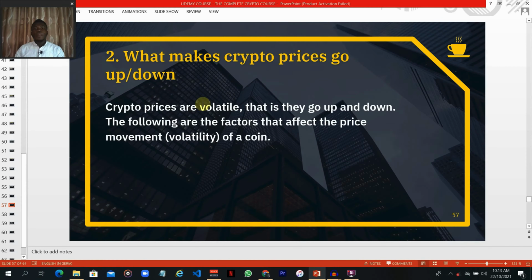In this lecture, we're going to be talking about what makes crypto prices go up or down. Now, crypto prices are volatile. Don't forget, volatile means that they go up and they come down. Now, the following are the factors that affect the movement or volatility of a coin.